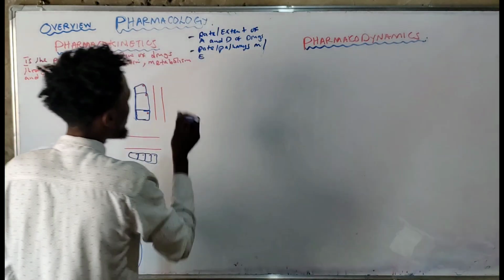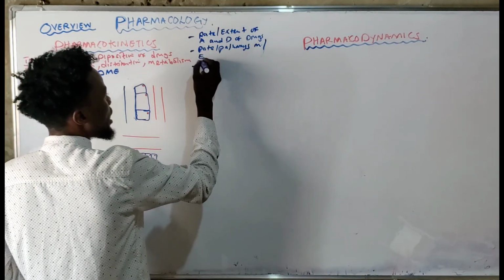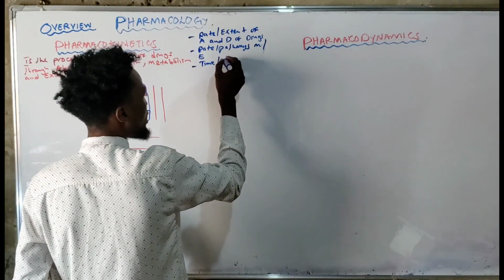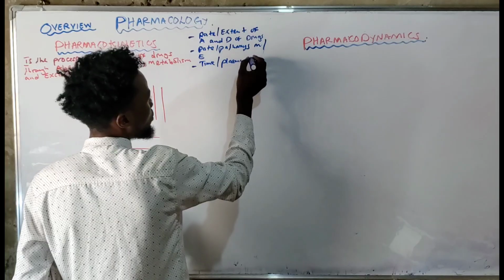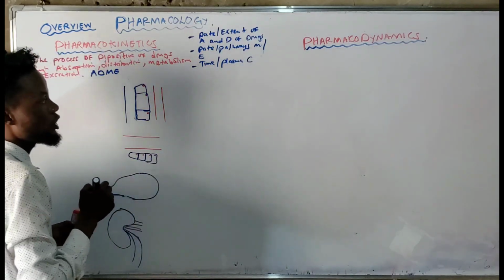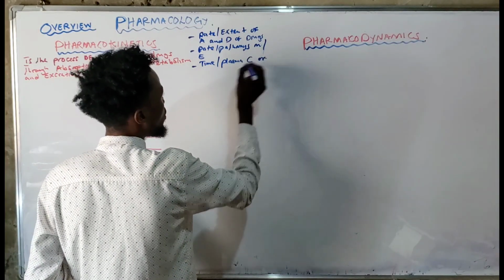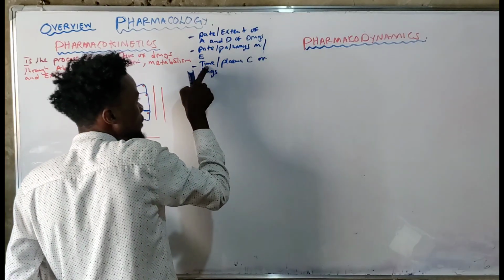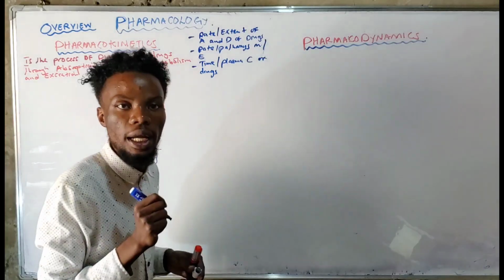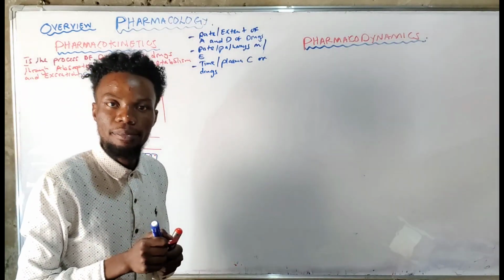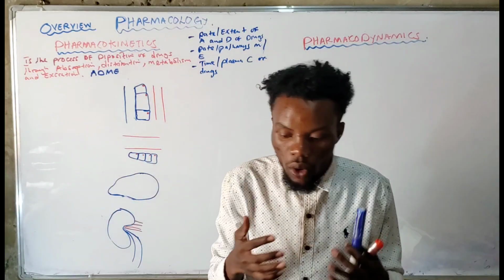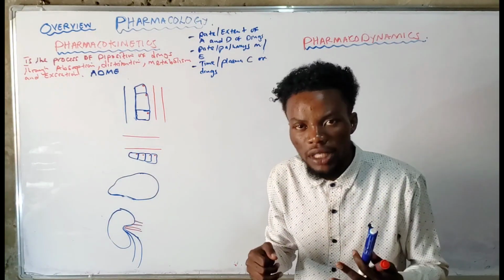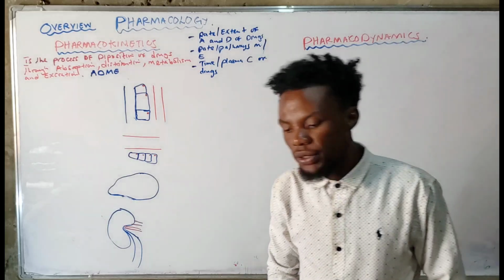And the other thing is this one. So the last one is what? Time. Okay, and what? Plasma concentration. C stands for concentration. Plasma concentration of what? Of drugs. So the relationship between the time that you gave the drug and the plasma concentration of the drug that you gave the same patient will also help you understand the side effect of the drug that you gave that patient. So generally, what we're talking about is this, okay?